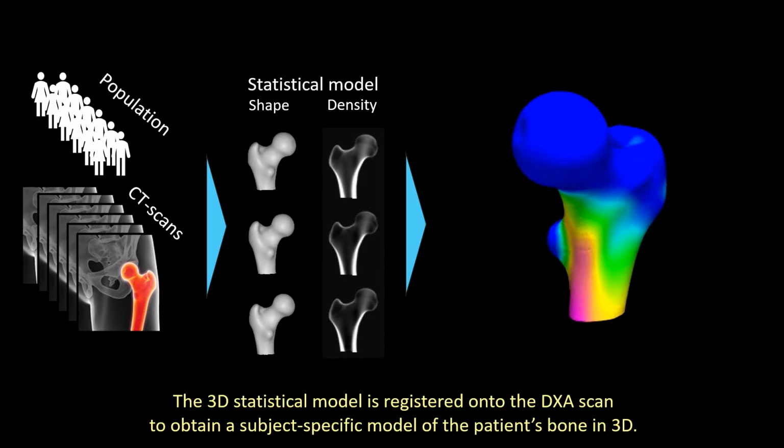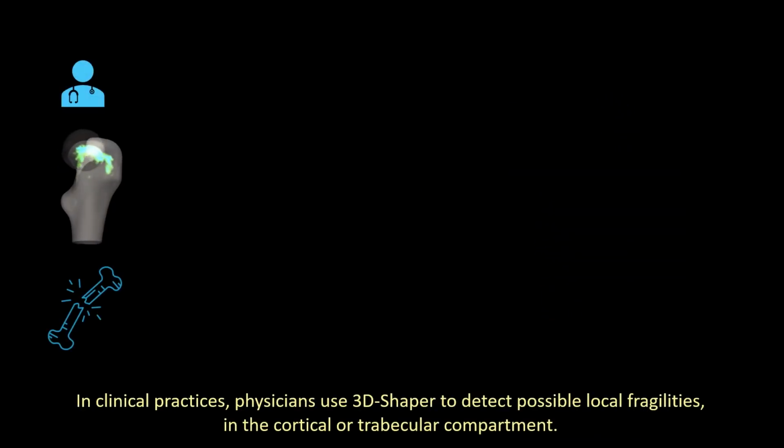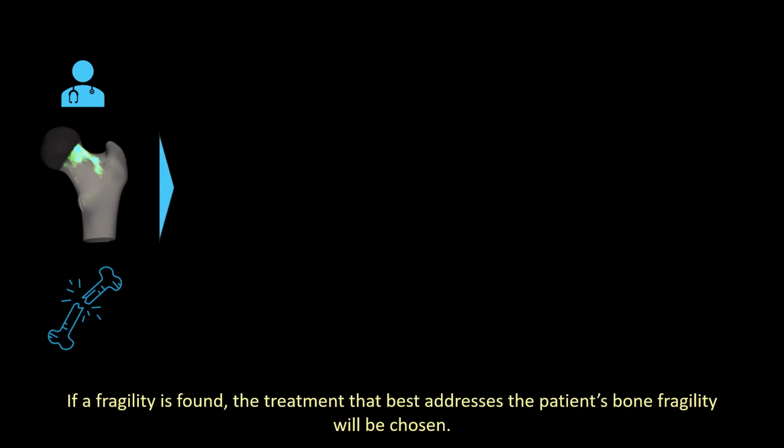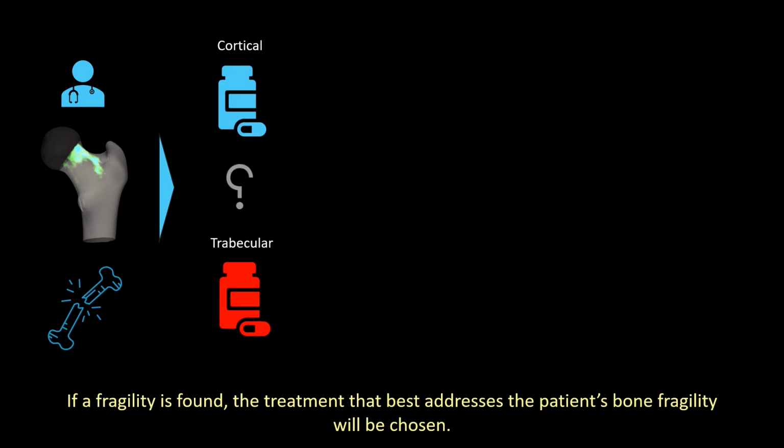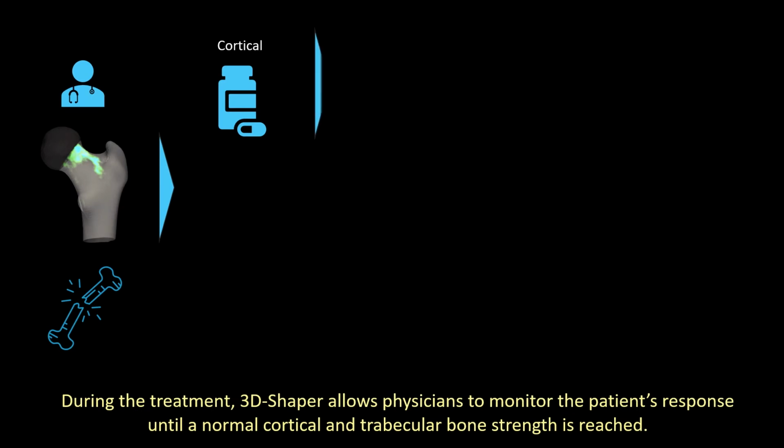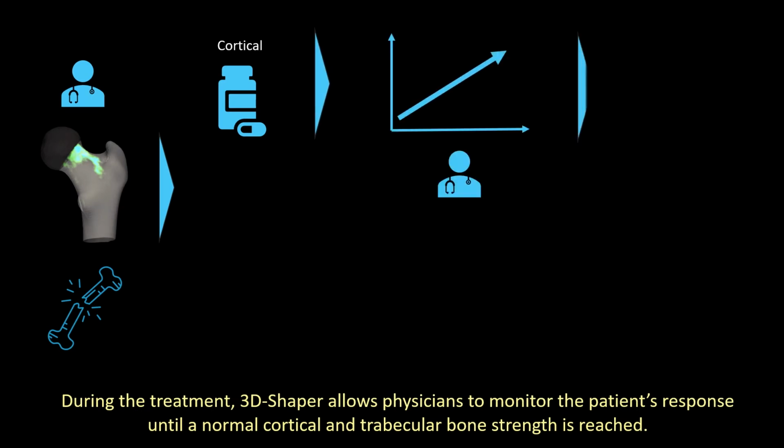In clinical practices, physicians use 3D-Shaper to detect possible local fragilities in the cortical or trabecular compartment. If a fragility is found, the treatment that best addresses the patient's bone fragility will be chosen. During the treatment, 3D-Shaper allows physicians to monitor the patient's response until a normal cortical and trabecular bone strength is reached.